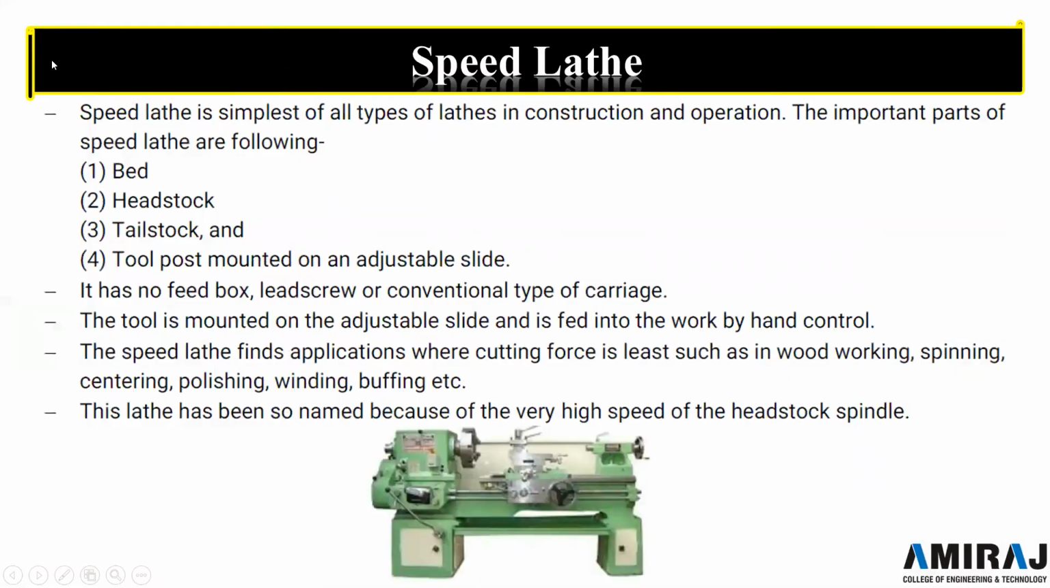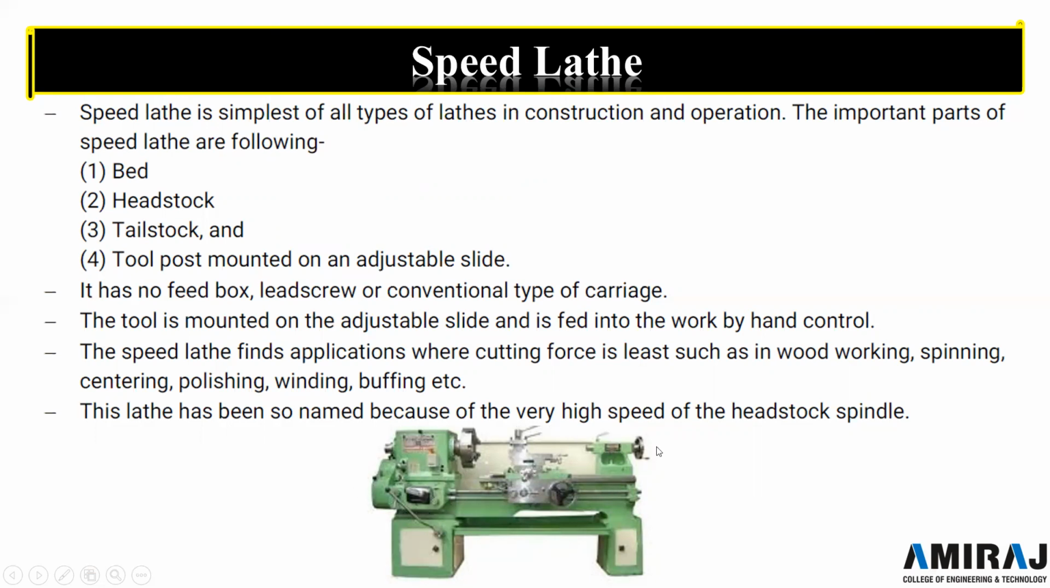First let us start with the simple lathe, the speed lathe. The speed lathe is the simplest of all types of lathes in construction and operation. The important parts of the speed lathe are the bed, the portion over which the entire assembly, the headstock, carriage, and tool post, is resting. It is basically made of cast iron, so that it can absorb the load and vibrations coming from the cutting operation. So this portion is the bed. This portion is called the headstock.